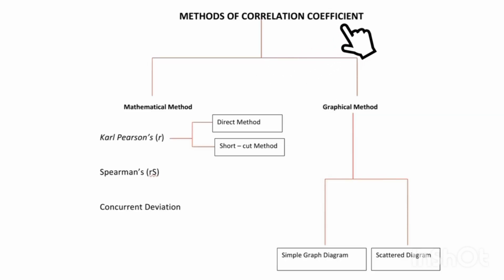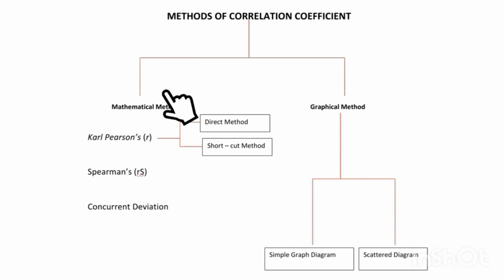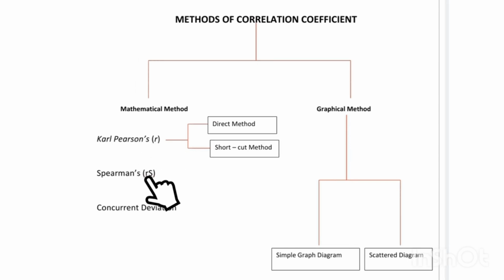Methods of correlation coefficients. Remember, we did say correlation coefficient is used to determine or measure the degree of correlation, that is the degree of relationship between two variables. Basically, correlation coefficient has two methods. We have the mathematical method and the graphical method. The mathematical method is of three types. We have Pearson's correlation coefficient, Spearman's correlation coefficient, and also the concurrent deviation.